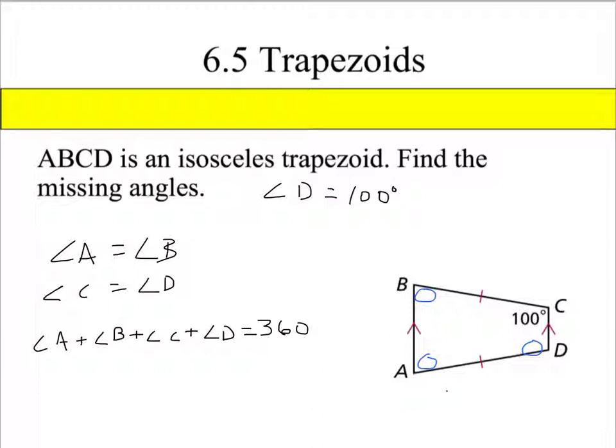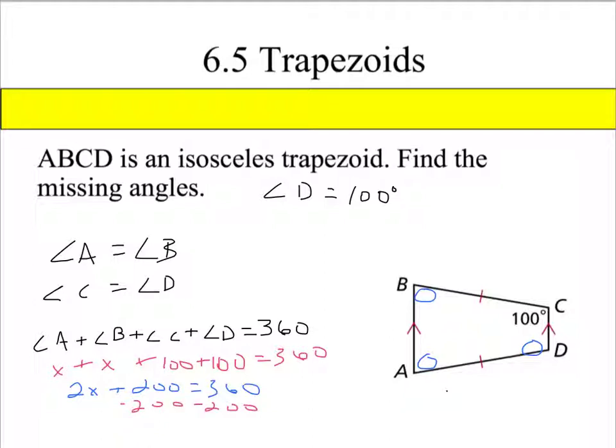Now that that's equal to 360, we plug in what we know. What's angle A? We don't know, it's going to be x, plus, what's angle B? We don't know, it's going to be x. What's angle C and D? They're both 100, and it's going to equal 360. So now we have 2x plus 200 is equal to 360. Subtract both sides. We have 2x is equal to 160. Divide by 2.